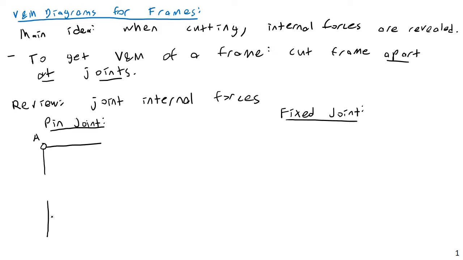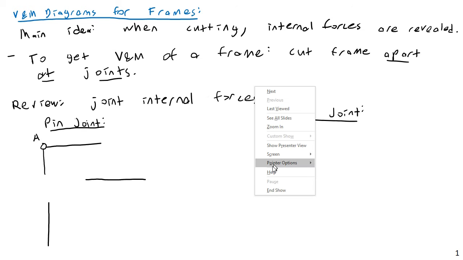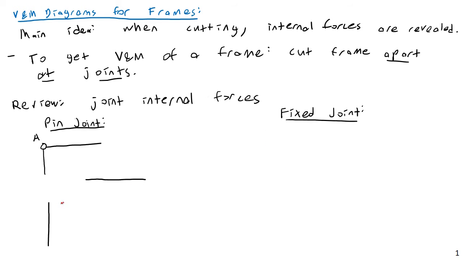I'm usually going to isolate this, and I could show the pin if I want to. There are different ways we could draw this. We could draw the pin as its own object, or we can just draw our two member ends like this. And then if I label the forces, I would have AX, AX, and AY, and AY.